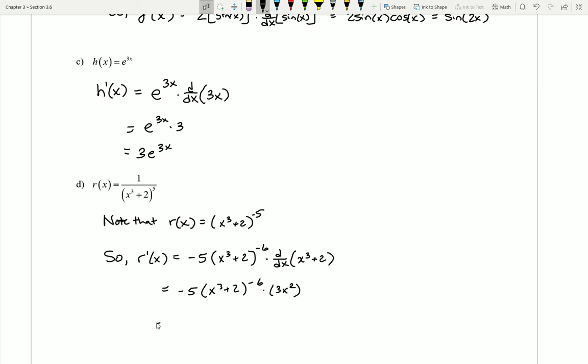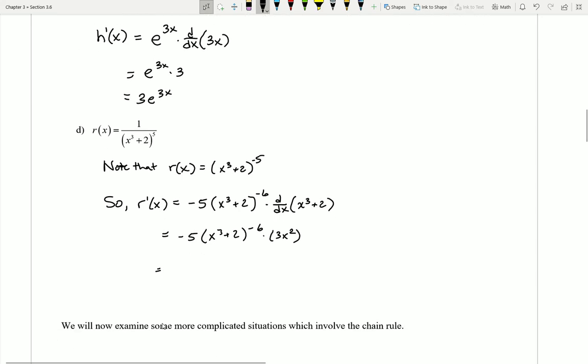So if I wanted to rewrite this completely, I could move this quantity to the negative 6th power into my denominator. And I could take my negative 5 times my 3 to get a negative 15, and x squared would stay on top. Now, if you did this using the quotient rule, you should be able to simplify your final answer all the way down to this. And so you should be able to see that we get the same answer regardless of our approach.